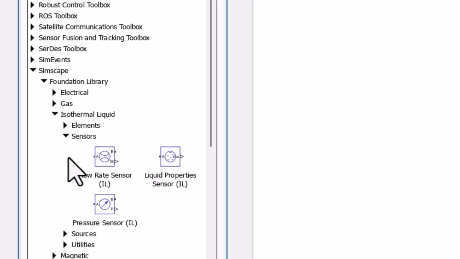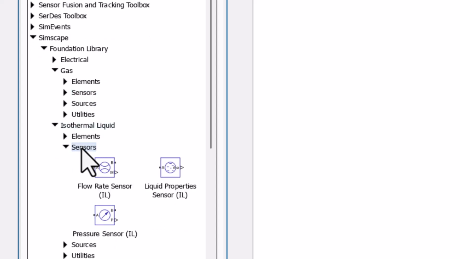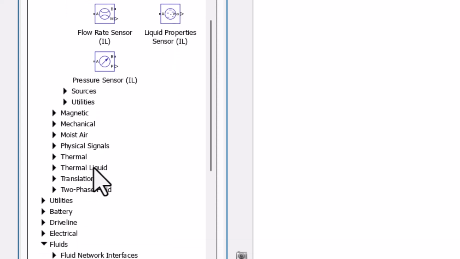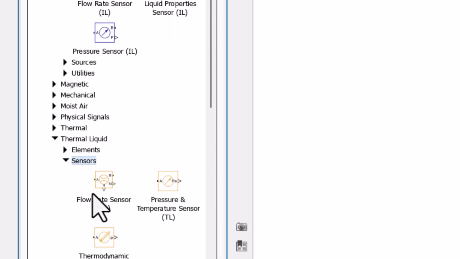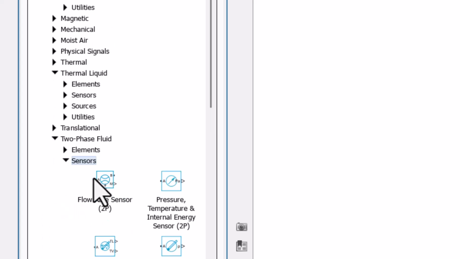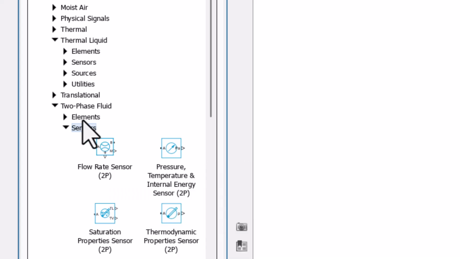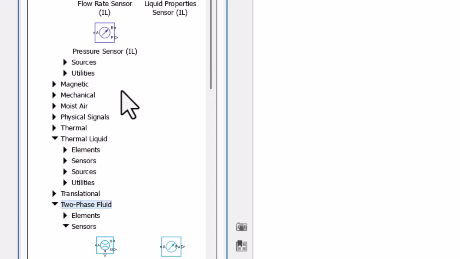the flow rate sensor. So you can see that each of these tabs, for example, the gas has a sensor tab, and the isothermal liquid has a sensor, and the same goes for thermal liquids. It has a sensor part. Also the two-phase liquids, all of these modules have a sensors set of blocks, and the way to use them is basically the same. So there's not going to be too many differences between a two-phase fluid sensor and an isothermal liquid fluid sensor. So let's get started.